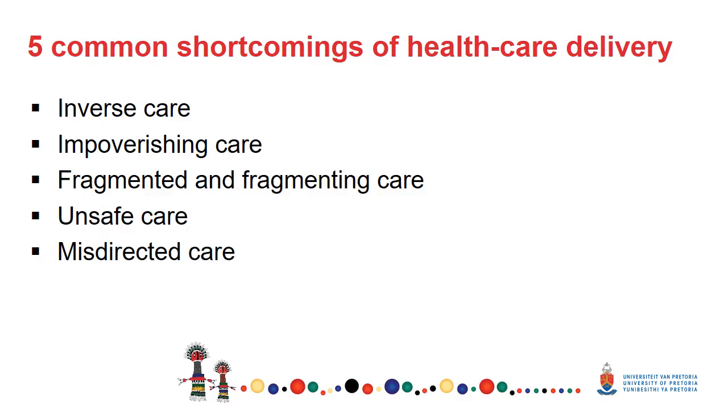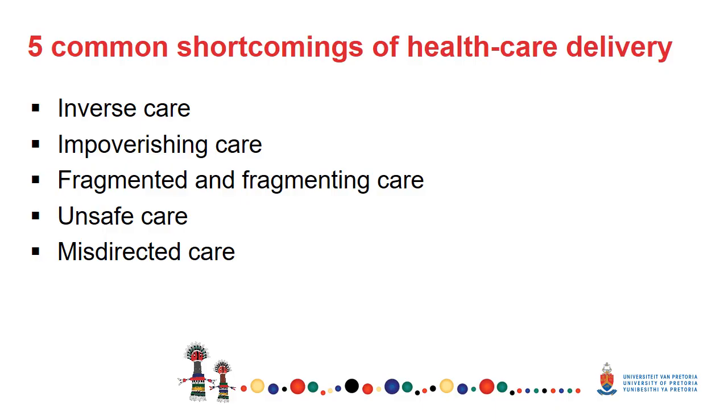Second point is about impoverishing care, where care is not properly coordinated or monitored. It can end up in very unsustainable ways of providing care that can potentially lead to households becoming impoverished. Thirdly, it's about fragmented and fragmenting care. This is the way in which you deliver care, where we can refer to a patient journey that is not well coordinated, and because of that, it becomes fragmented and unfortunately becomes quite costly as well.